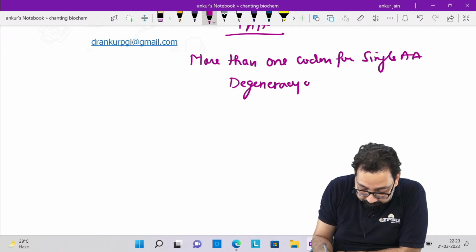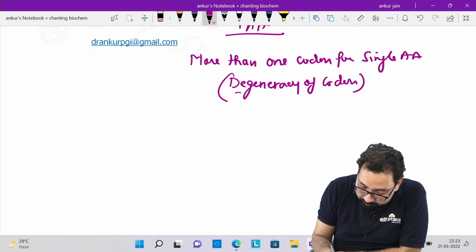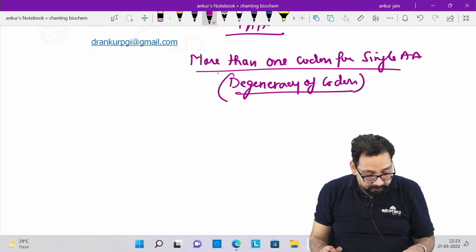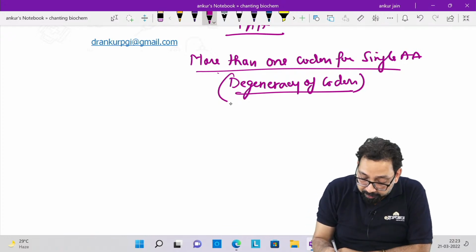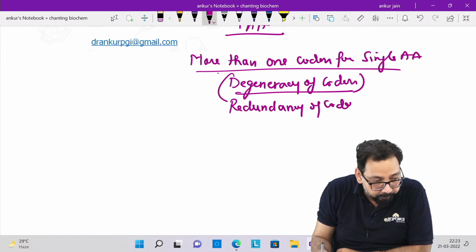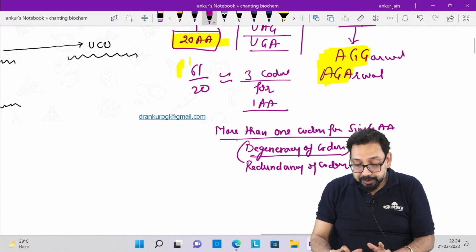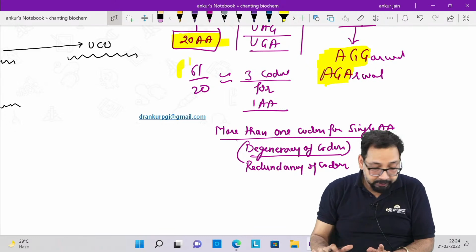Question: degeneracy of codon. Yes, more than 1 codon for single amino acid, that is degeneracy of codon or redundancy of codon. This question was asked about Wobble hypothesis. Let me tell you what the question was.